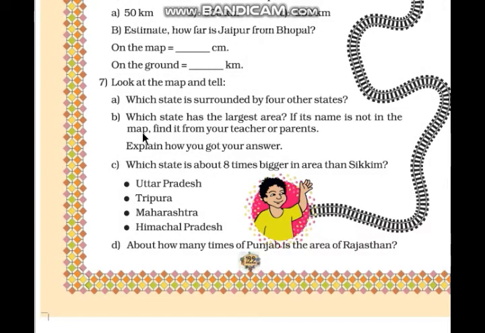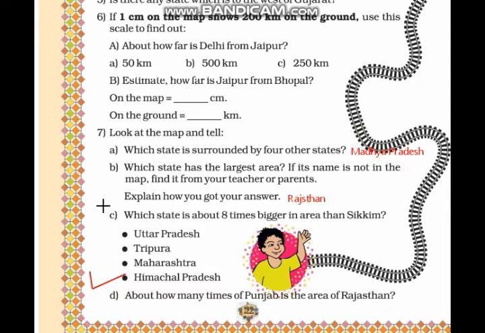Now question number B. Which state has the largest area? If its name is not in the map, find it from your teacher or parents. Explain how you got your answer. So if we see in the map, Rajasthan has the largest area. This can be easily observed by looking at the map. This can be confirmed by searching on the internet. The answer of question number B is Rajasthan. This has the largest area if we see in the map.